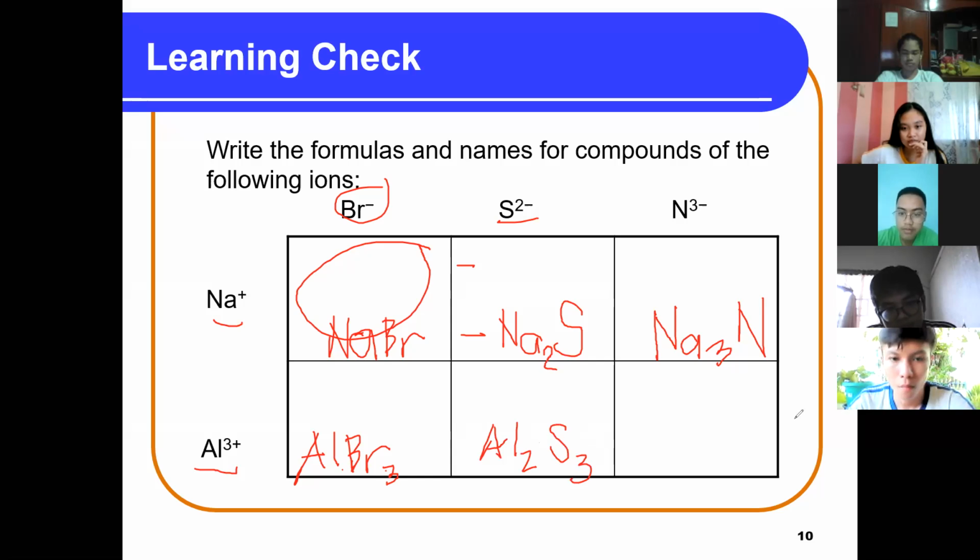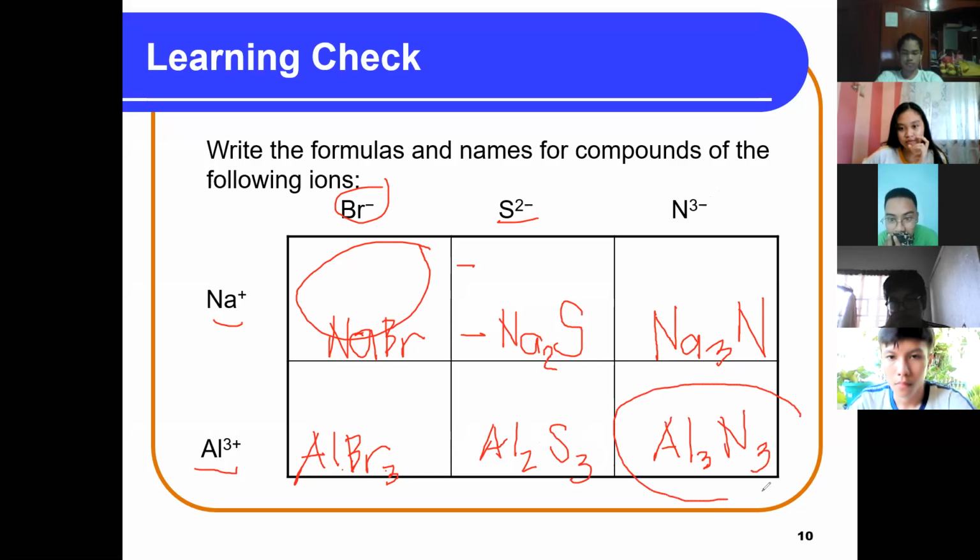Very good. Lastly, Al Christian, aluminum and nitrogen. Aluminum nitride. Correct. And what is the formula? Al3 N3. Please focus your attention to the answer of Al.